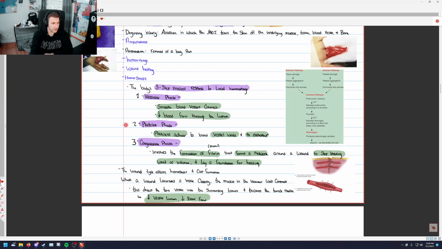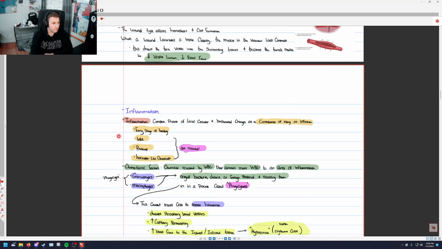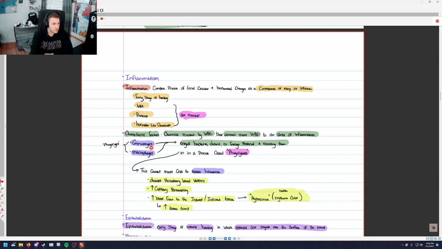Stuff we all know, vascular phase. If you want, go ahead and pause this and read over it. I'm just going to skip right through it. We have our inflammation process. So this is going to be complex processes of local cellular and biological changes in consequence of injury or infection. Early stage of healing. So you'll have white blood cells, proteins, and hormone-like chemicals that are going to be released to promote that process.